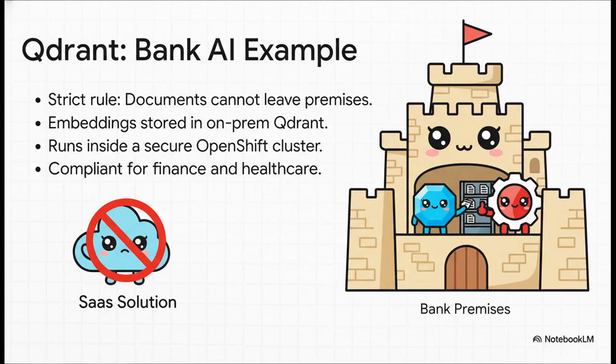And you might be asking, why would anyone want all that responsibility? Well, this banking example tells you everything you need to know. For this bank, there's a rule that is absolutely non-negotiable. Sensitive customer documents cannot, under any circumstances, leave their building. A SaaS solution like Pinecone, it's just not even an option. So they deploy Qdrant inside their own ultra-secure OpenShift cluster. This lets them build an amazing internal AI tool while ticking every single box for compliance and data security.